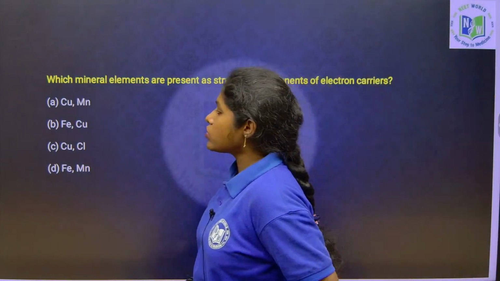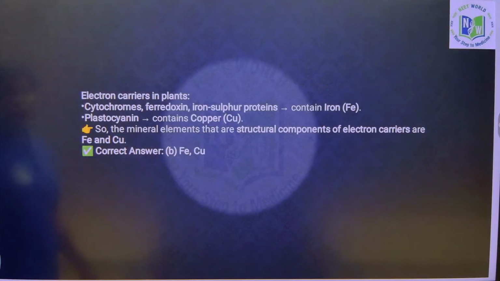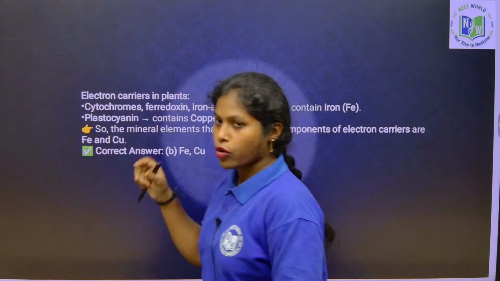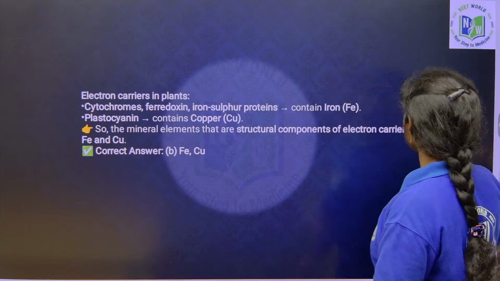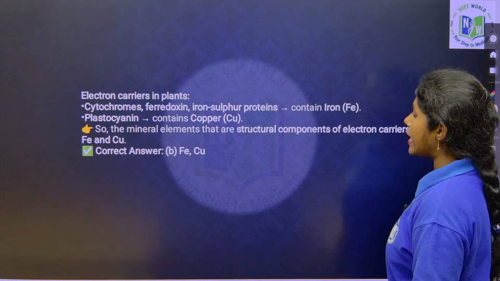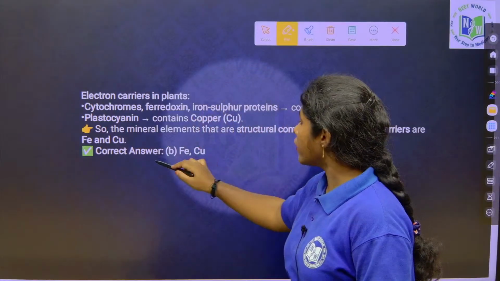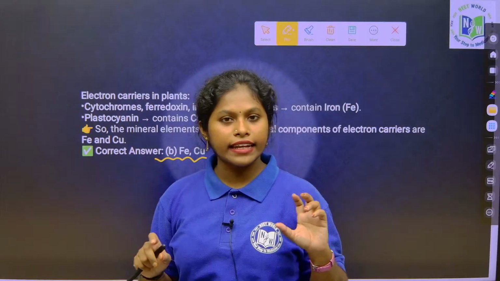Got it? Now see the explanation, students. Here, electron carriers in plants: cytochromes, ferredoxin, iron-sulfur proteins contain the mineral element iron, and plastocyanin contains copper. That is the reason the correct answer is iron and copper. Okay. These are all previous year questions, students. You should not neglect these questions.